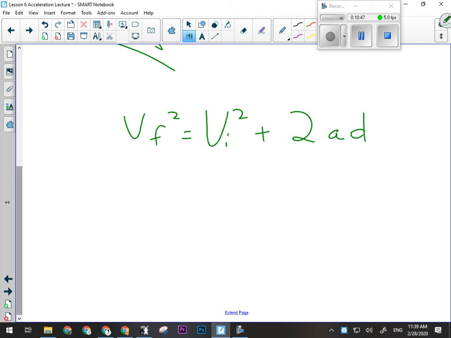Right, subtract 2AD. So I'd have VF squared minus 2 times A times D equals VI. But what would I have to do to it? Square root, right? Okay, that would equal VI. So that's a fairly simple manipulation right there.